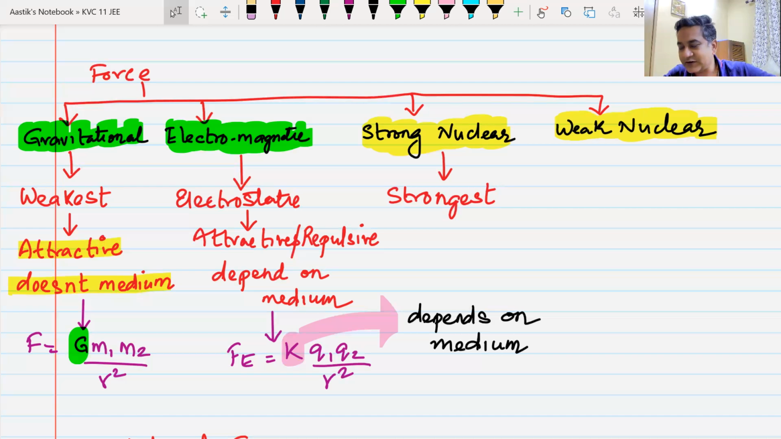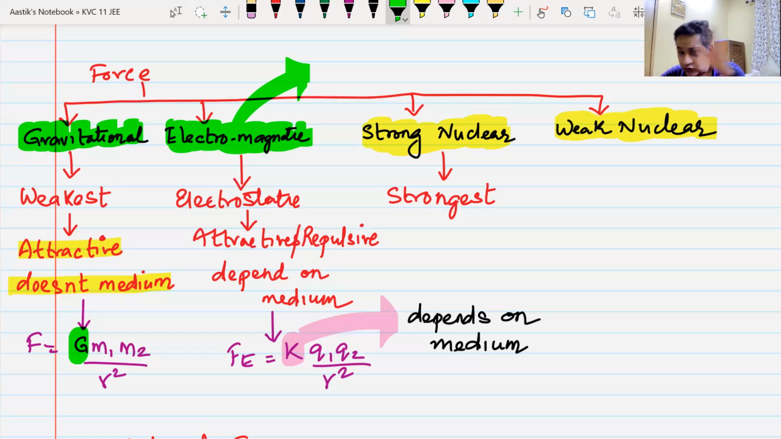Gravitation is out, weak nuclear is out. Then, in which category do they lie? Only 2 options are left. They lie in the category of electromagnetic forces. In day-to-day life, we may see them in the form of tension of the string. You may see them in the form of frictional force. You may see them in the form of reaction force or normal reaction force.